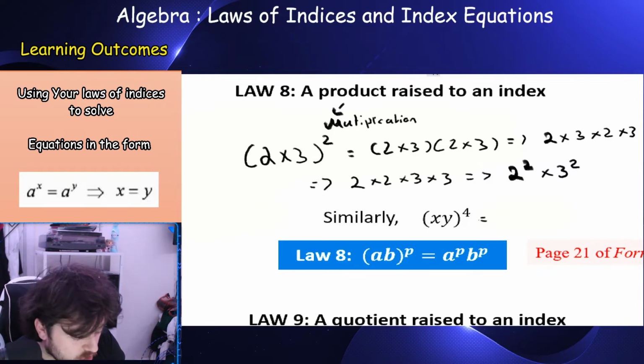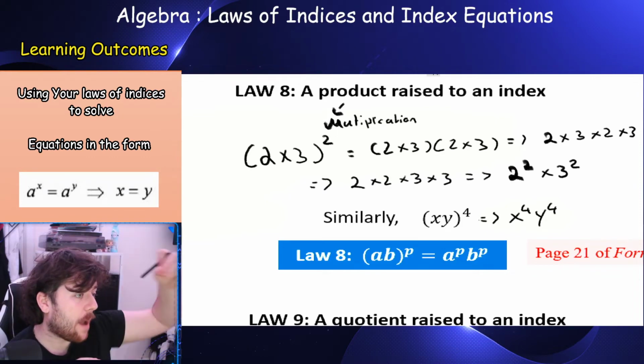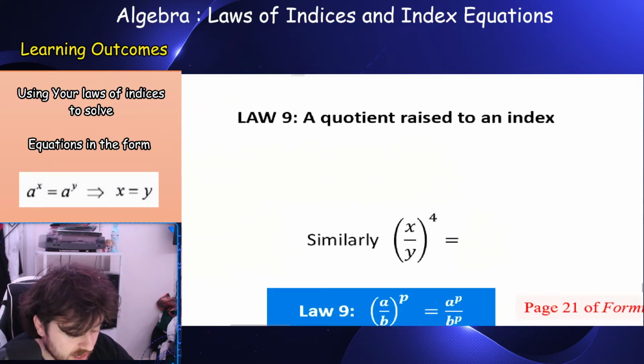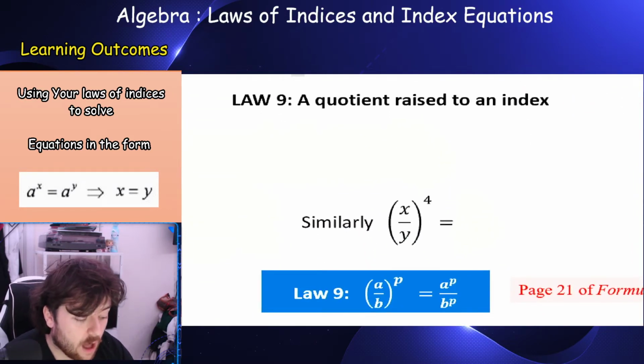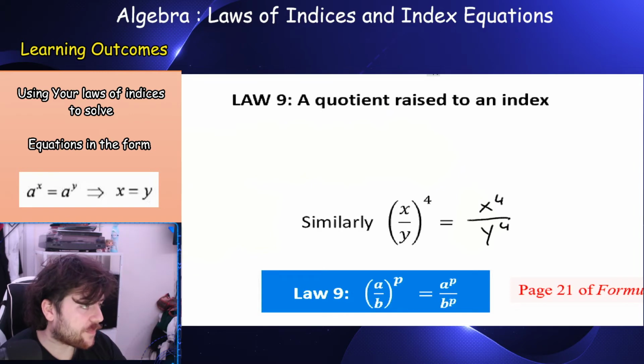And it works for algebra as well. So if I have xy to the power of 4, that's the same as x to the power of 4, y to the power of 4. So it only works if inside my bracket, the thing I'm putting a power to, is a multiplication. And then finally, the same rule applies to fractions as well. So if I'm dividing two numbers and I have it to a power, that's the same as x to the power of 4 all over y to the power of 4.